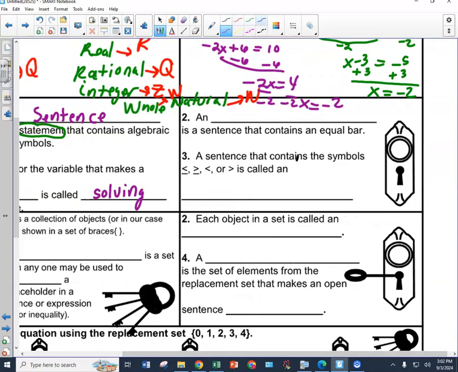All right, these are more specific types of open sentences. An equation is an open sentence that contains an equal bar. A sentence that contains these symbols, less than or equal to, greater than or equal to, less than, or greater than, is called an inequality. You've worked with both. Nothing's new here.